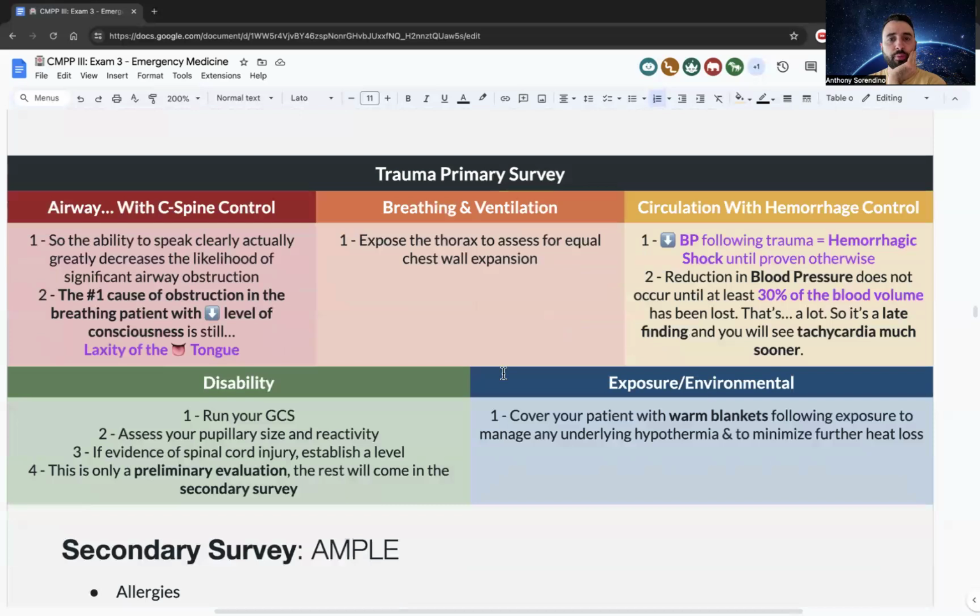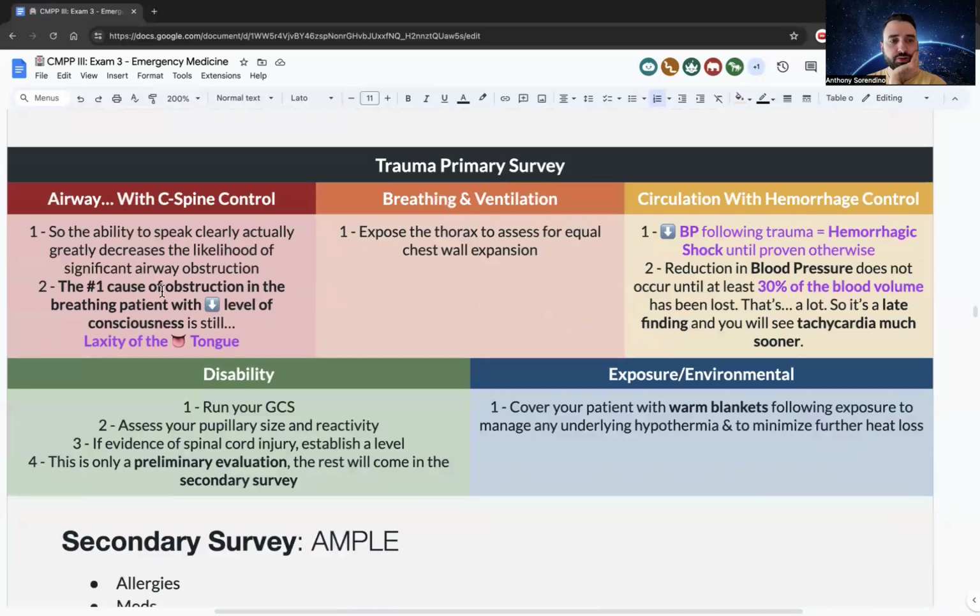All right, trauma primary survey says A, B, C, D, E. So airway with C-spine. Again, the laxity of the tongue comes up. Hypotension following trauma is going to be hemorrhagic shock. This, I think, is important. So reduction of blood pressure does not occur until at least a third of your blood volume is lost. That is a lot of blood. So this is a late finding. You're going to see tachycardia much sooner.